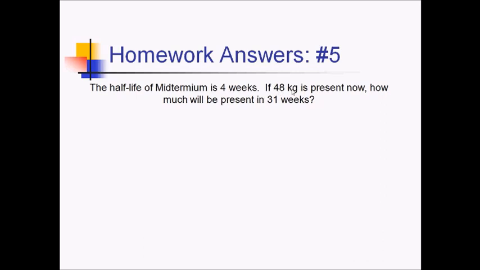If 48 kilograms are present now, how much will be present in 31 weeks? So because we have one of these half-life sort of problems, we want to use the half-life formula. That'll be f of t equals a b to the t over k. And we want to use this because we're multiplying by 1/2 only every so often, not every week. We're doing it every 4 weeks.